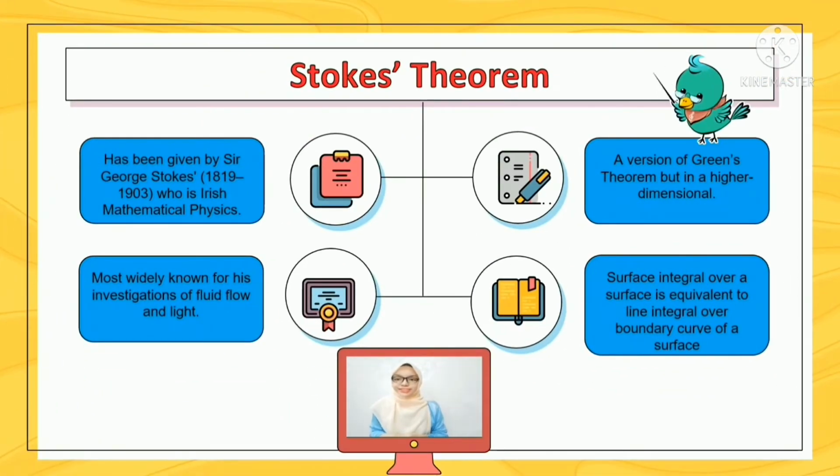Okay, now we go to the Stokes theorem. The Stokes theorem was named after Sir George Stokes, 1819 until 1903, an Irish mathematical physicist who was most widely known for his investigation of fluid flow and light. Stokes theorem is a version of Green's theorem, but in a higher dimension. According to this theorem, the surface integral over a surface is equivalent to a line integral over the boundary curve of a surface, which is the space curve.